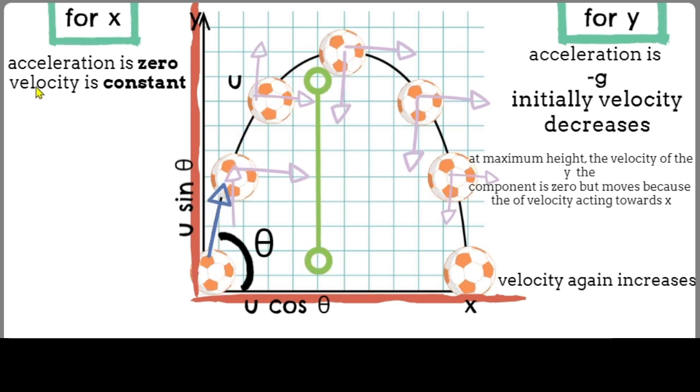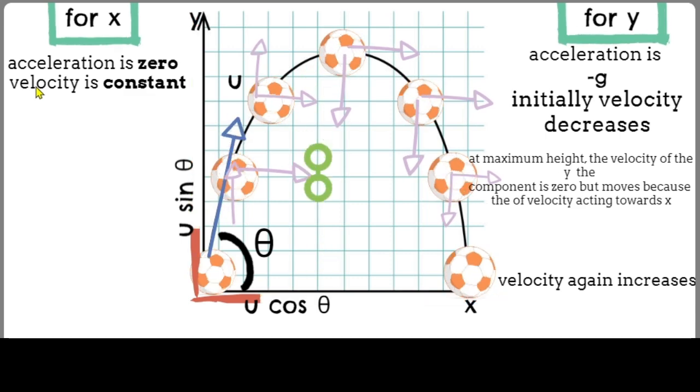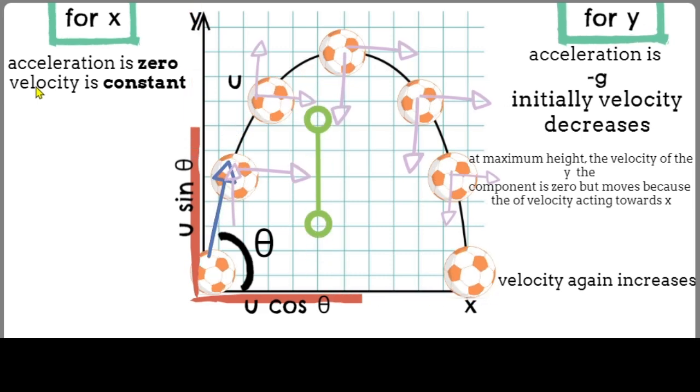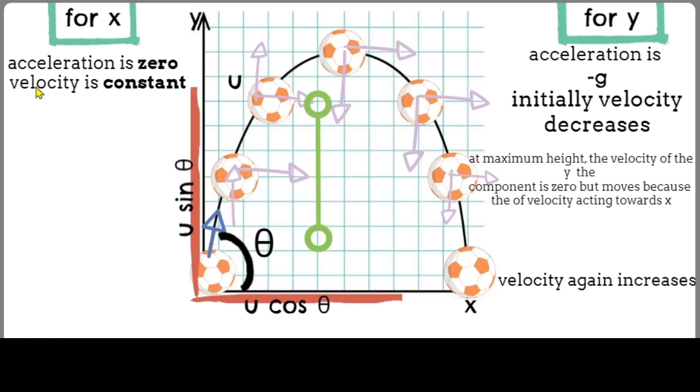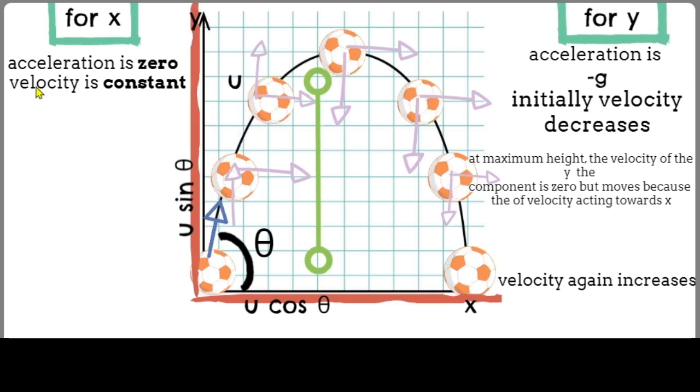Next, the velocity from the initial point for the y direction is going to first decrease, and at the maximum height the velocity is going to be zero, and gradually it increases with time as it comes to the ground because of the acceleration negative g. The green one is the maximum height.